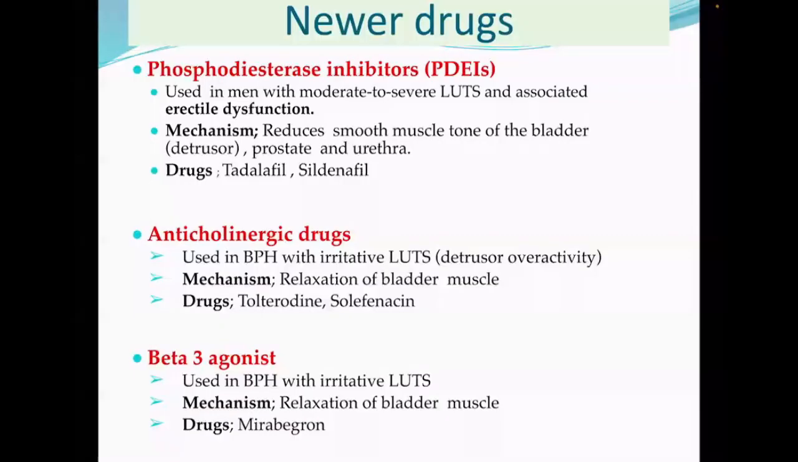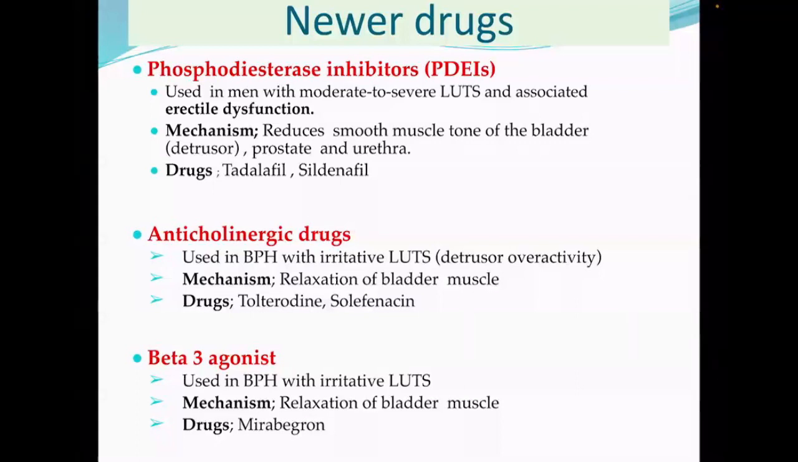So there are some newer drugs that we use as well. Phosphodiesterase inhibitors are drugs basically used for erectile dysfunction. So sildenafil and tadalafil are the drugs. These drugs can also be used in the case of BPH. Why? These drugs not only help in erection of the penis by increasing the flow of blood into the penile area, but also act exactly as an alpha 1 blocker.